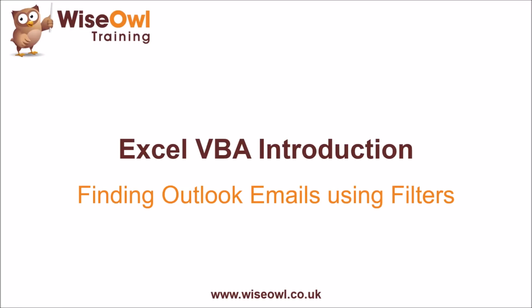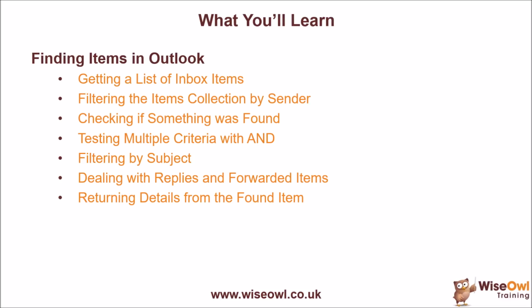In this video we're going to look at how to use filters to find items in Outlook folders. We'll start by looking at how to get a list of inbox items so that we have something to search for, and then look at the basics of filtering the items collection starting by using the sender name. We'll explain how you can check if something was found, and then how you can expand your filters by testing multiple criteria using the AND operator.